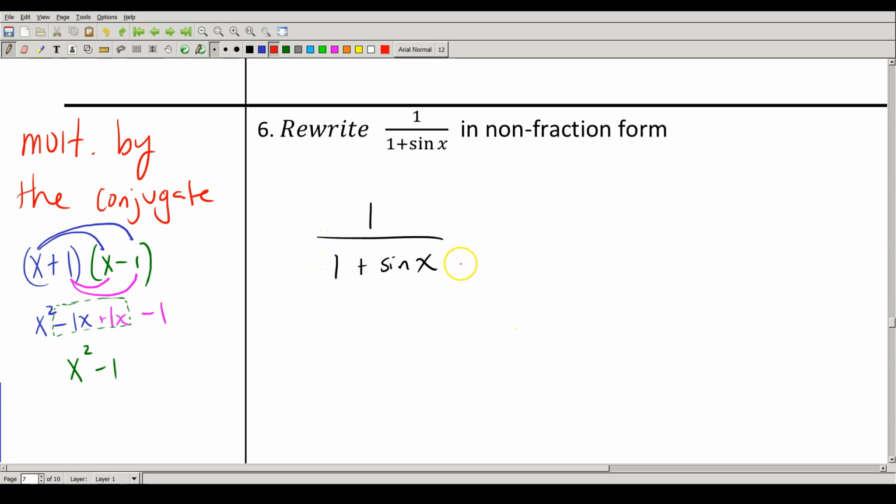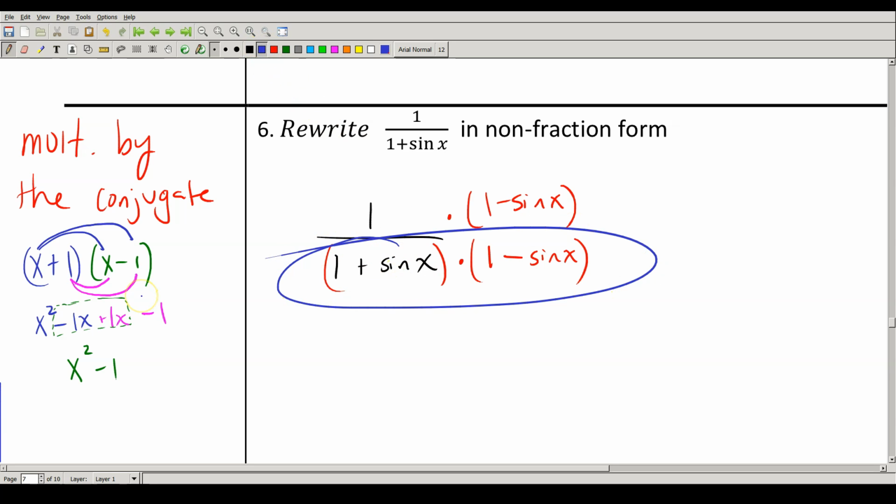I'm going to multiply the bottom of this fraction by the conjugate. The conjugate of 1 plus sine is going to be 1 minus sine of x. When I multiply those together, something nice is going to happen. Things are going to cancel off. Now I have to do that to the top as well, so I'm going to multiply the top by 1 minus sine x. These are conjugates right here. 1 plus sine and 1 minus sine are conjugates. So let's go ahead and see what we get here.